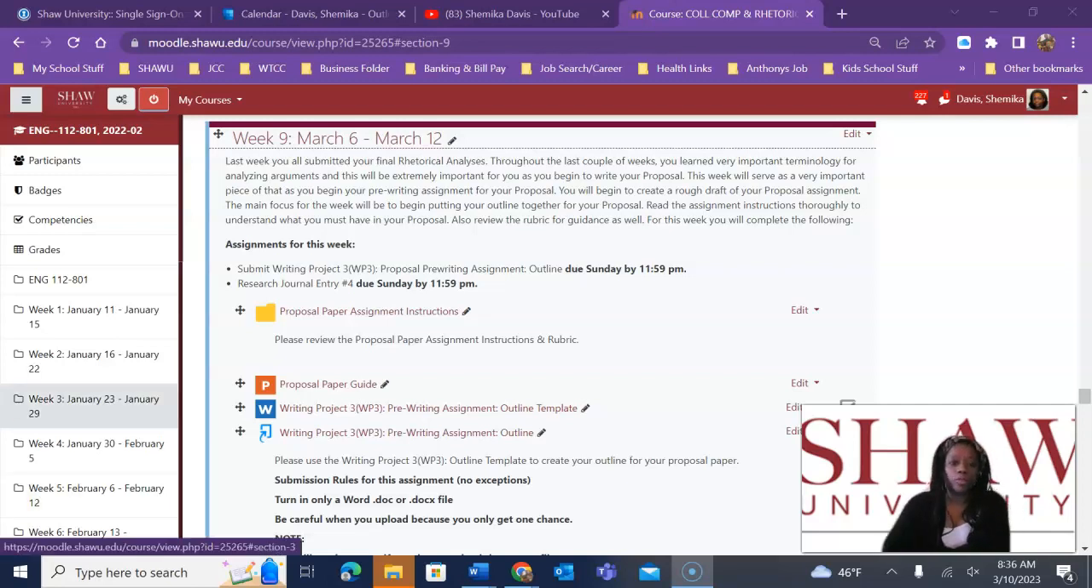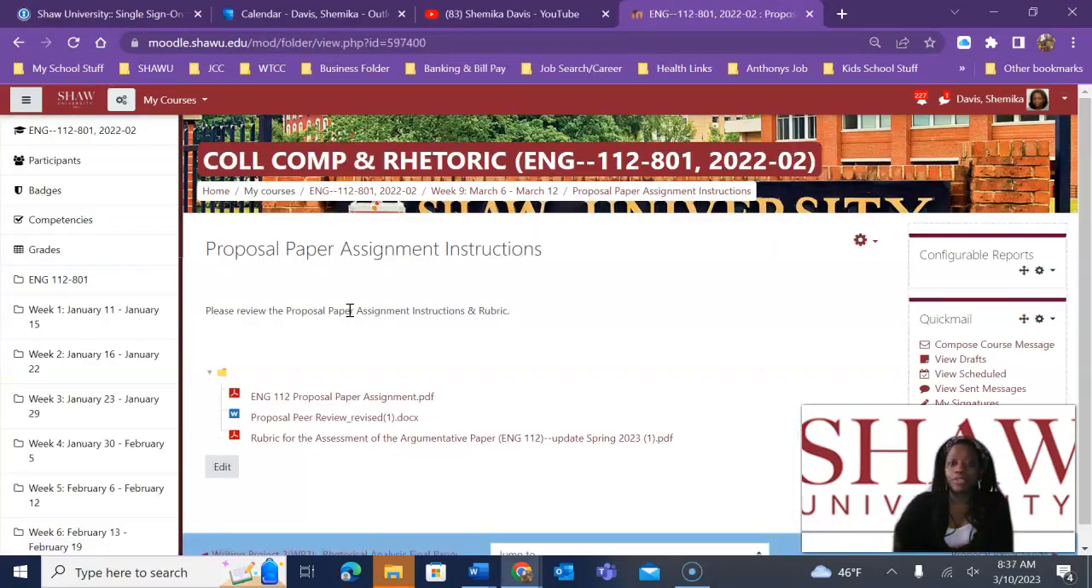So first and foremost, we're going to go into the proposal paper assignment instructions. I've updated some of the information within this folder, so if you've already looked in this folder, you're going to see a few things that are different. And no worries, not a lot of major changes. The biggest thing is the rubric. We as a department updated the rubric, and so I'm now following the rubric that we use as a department, and that's really the biggest change.